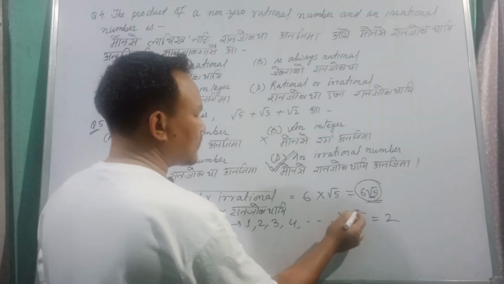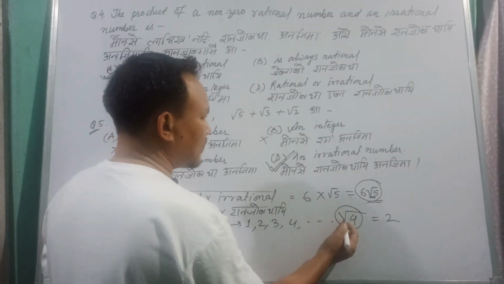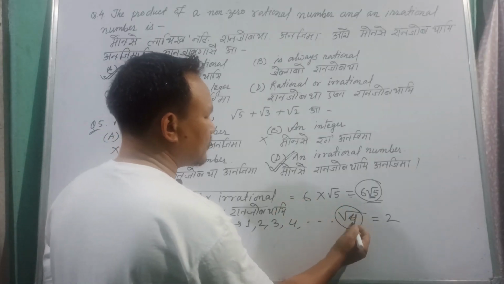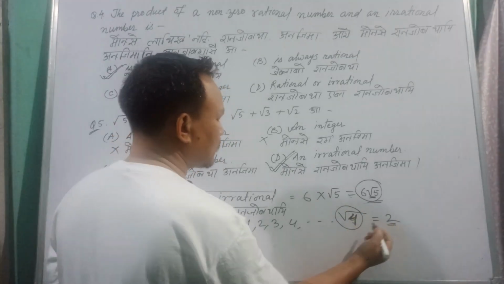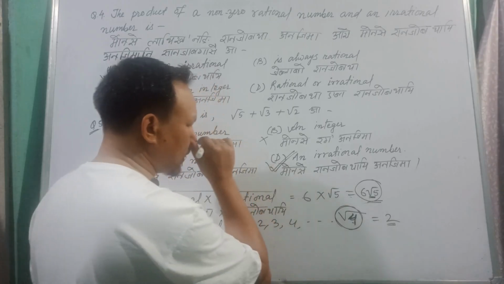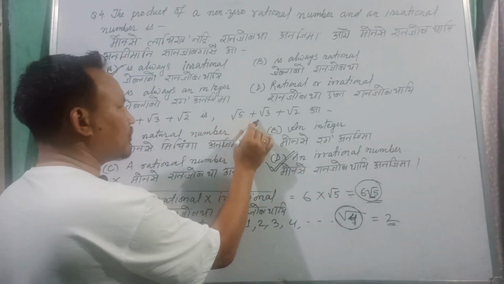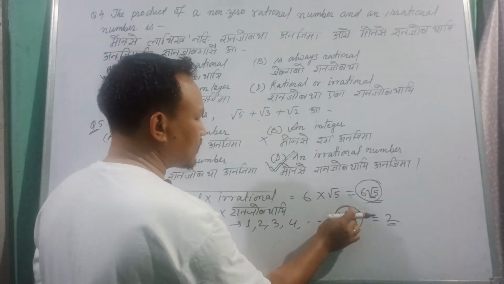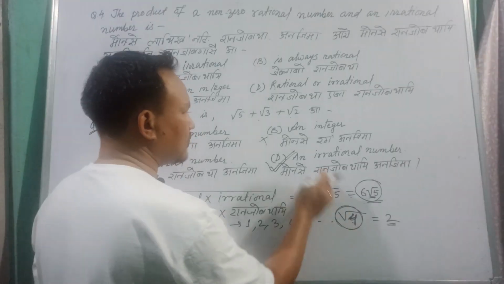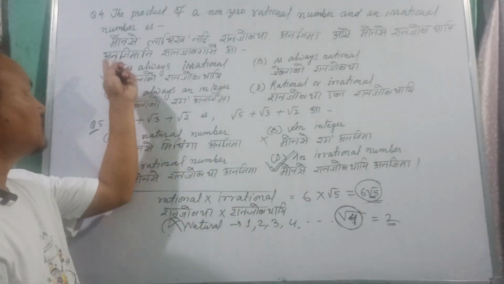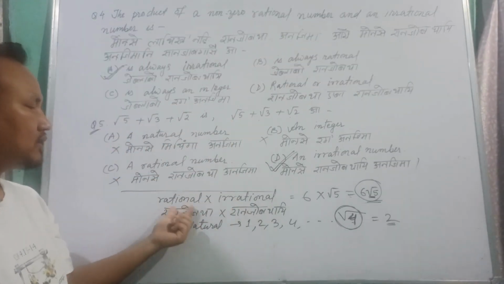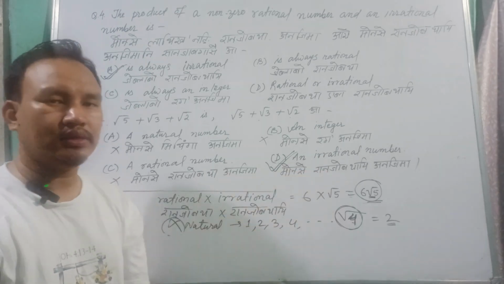Okay, if you are finding a square root, and if it can be broken down to 2, like here, the square root of 4 is equal to 2, then it is rational. This is a rational number. But if it is something like root 5, root 3, root 2, where you cannot take out the square root, then it is an irrational number. Okay, so I hope you understood. First one is rational into irrational. You will always get an irrational number.